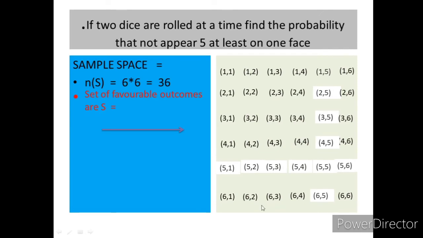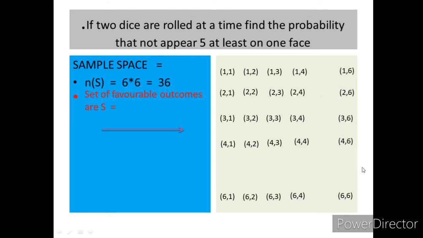Then the remaining part, this part, this part and this part gives our favorable outcomes. The favorable outcomes are not the glowing ones. Other than these glowing outcomes are our favorable outcomes. Therefore, I have to remove all these unfavorable outcomes. Okay, I have removed all unfavorable outcomes. Therefore, these are all our favorable outcomes.